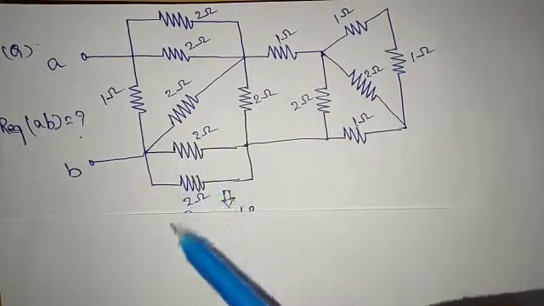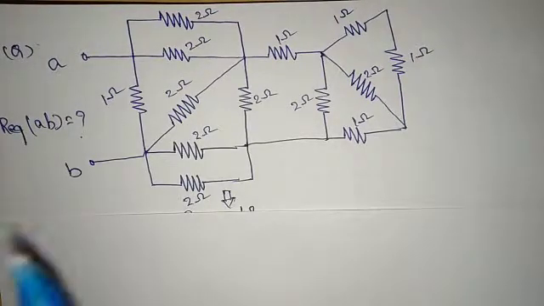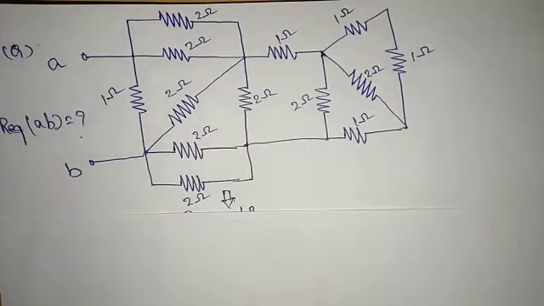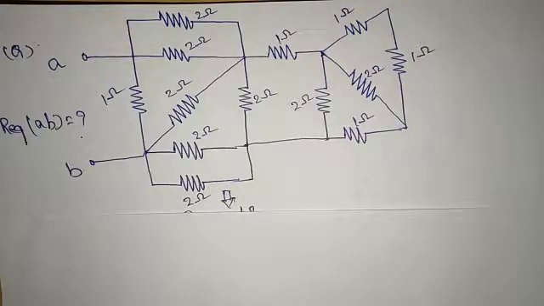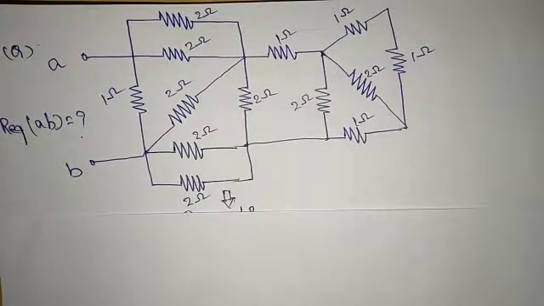We have a given circuit and we have to find the equivalent resistance across terminals A and B. So how can we find it? First of all, we have to check which of the given resistances are in series and parallel. We have to check how many resistances are in series and parallel.